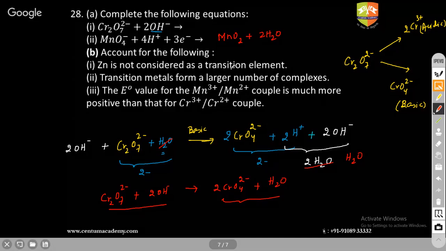Okay, you draw the electronic configuration of Mn3+ and Mn2+ and see which one is more stable. When you draw the electronic configuration, you will understand. Mn2+ is highly stable because of half filled electronic configuration. That's why its E naught value is much more positive. Got it? Okay, next question we'll see.